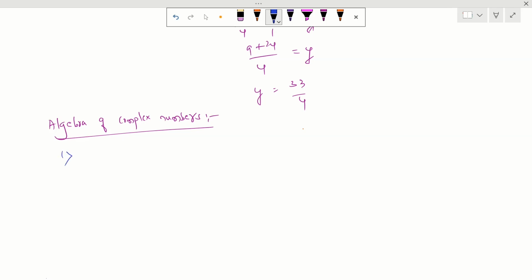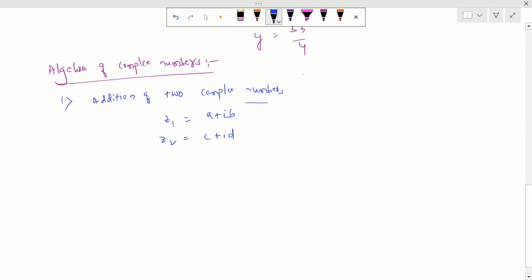The first one is addition of two complex numbers. Okay, the first title is addition of two complex numbers. So two complex numbers means z1 is equal to a plus ib and z2 is equal to c plus id. These are the two complex numbers. When we add these two complex numbers, the resulting new number is also in the form of a complex number.